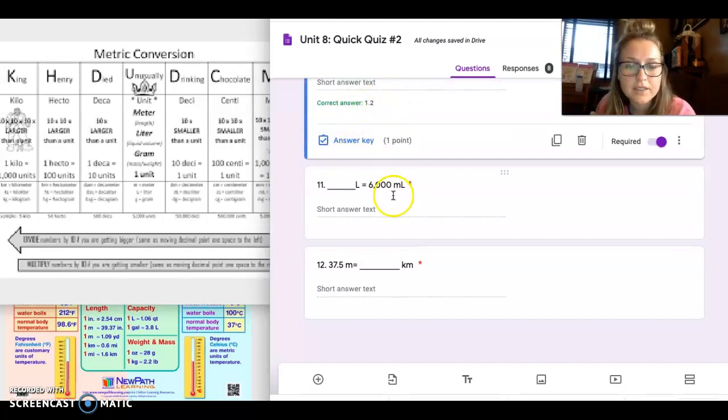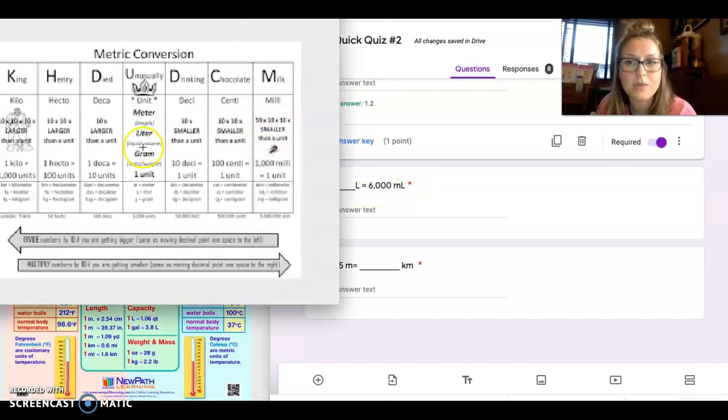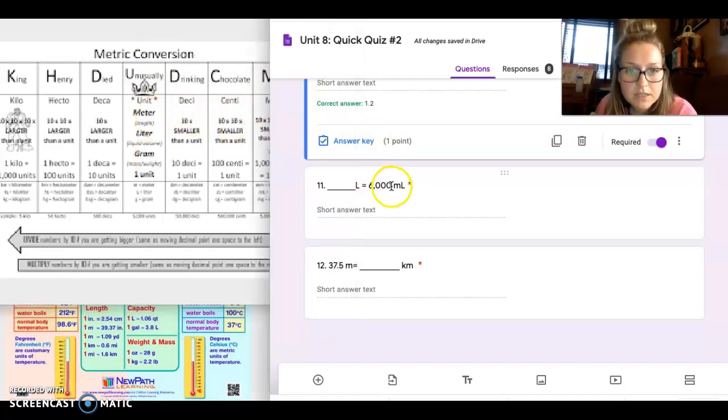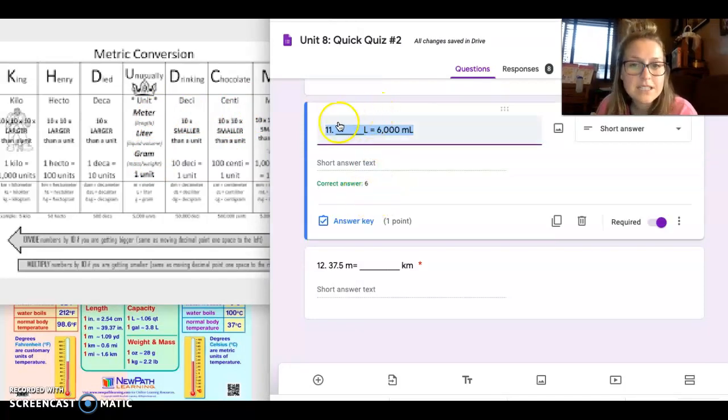It looks just like that. Number 11, we're starting with 6,000 milliliters, and we want to see how many liters. So I'm counting every time. Milliliters to centi to deci to the unit. So that's 1, 2, 3. My decimal is here. I'm going to go 1, 2, 3. My answer is 6. 6 liters equals 6,000 milliliters.